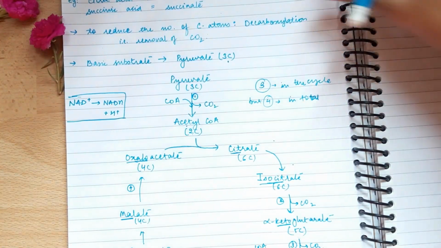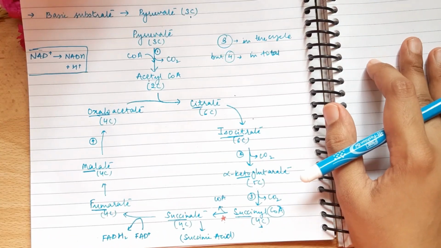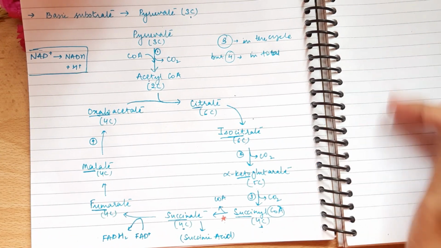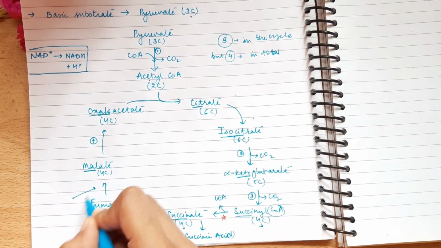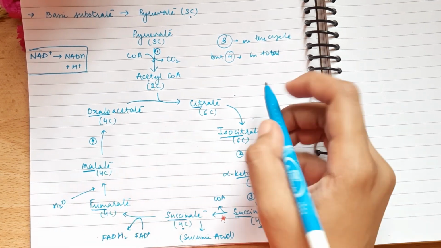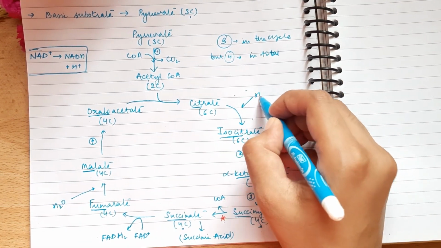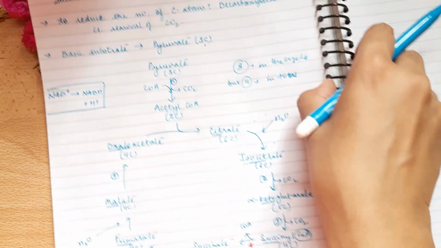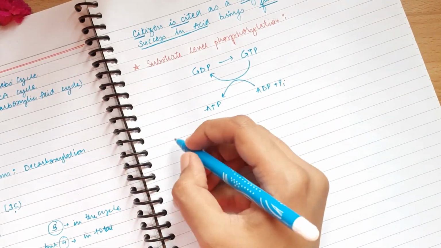Also, 2 water molecules are used in the cycle. First one, at the conversion of fumarate to malate, and the other one when citrate is converted to isocitrate. So 2 molecules of water are used in the cycle.